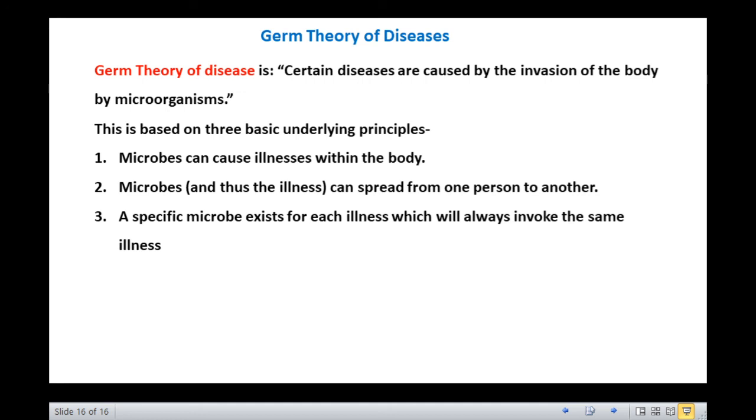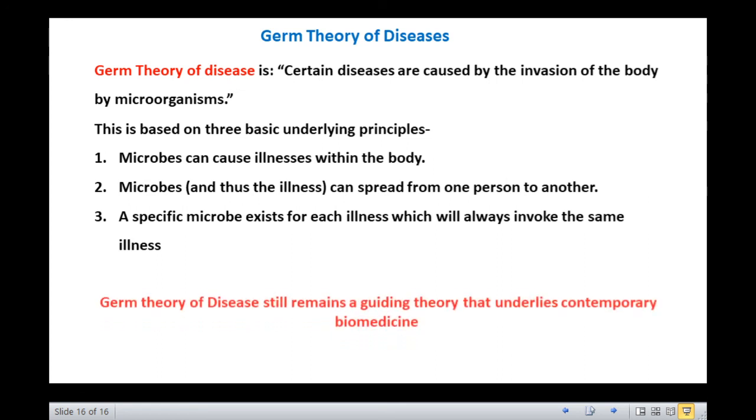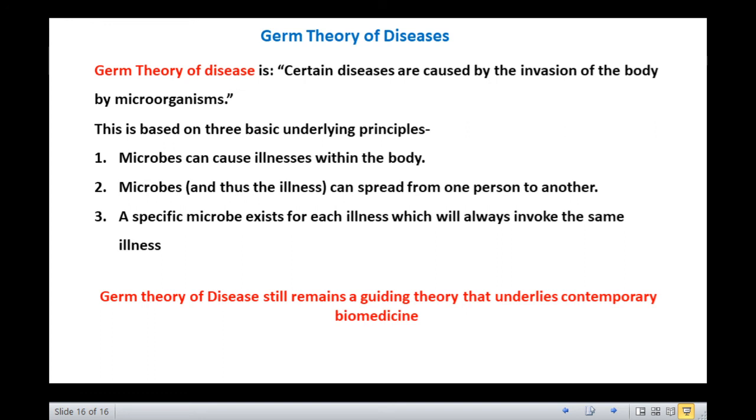The observations and actions of Ignaz Semmelweis and Joseph Lister would retrospectively be acknowledged as contributing to the acceptance of germ theory, but it was the laboratory researches of Louis Pasteur in the 1860s and then Robert Koch in the following decades that provided the scientific proof for germ theory. Their work opened the door to research into the identification of disease-causing germs and potential life-saving treatments. Today, the germ theory of diseases still remains a guiding theory that underlies contemporary biomedicine.